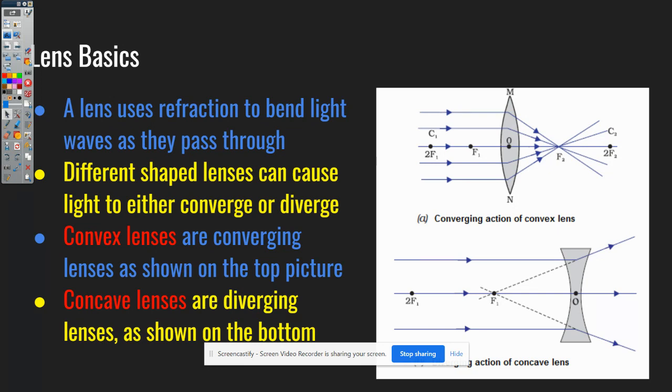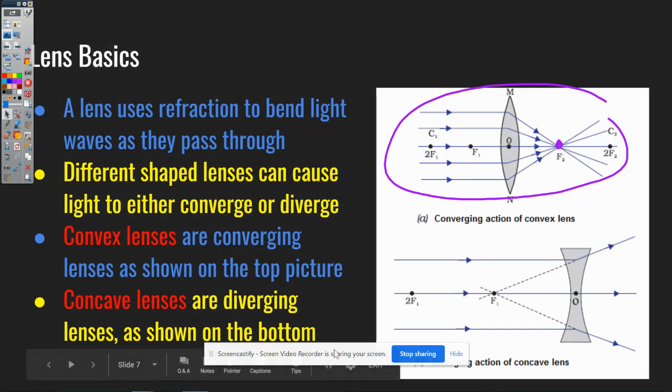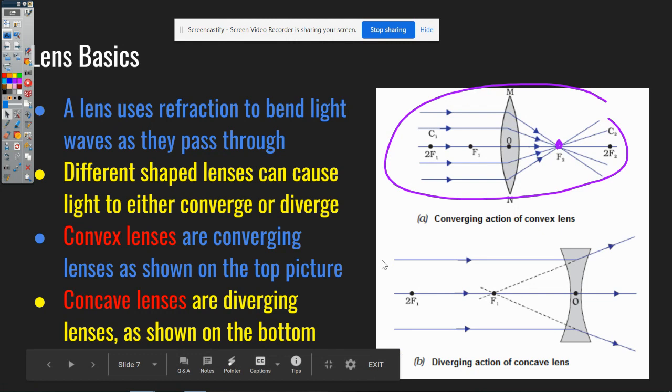Different shaped lenses can either cause light to converge or diverge. So if we look at this top one here, we've got converging lenses. We've got light rays that are all focused together at a single point. On a concave lens, they diverge. That means the light rays move away from each other. So instead of moving at a point where their ray would continue back to the focus, the actual ray is going to point away.